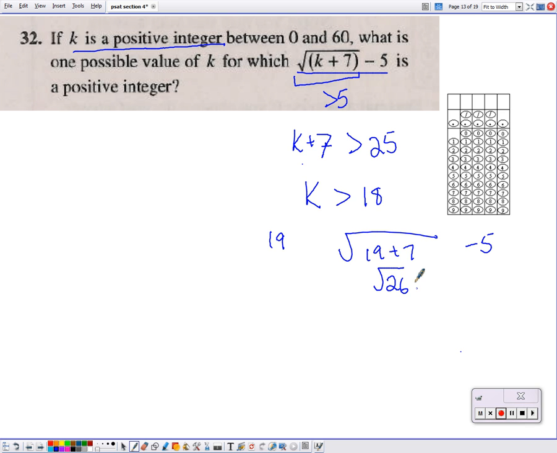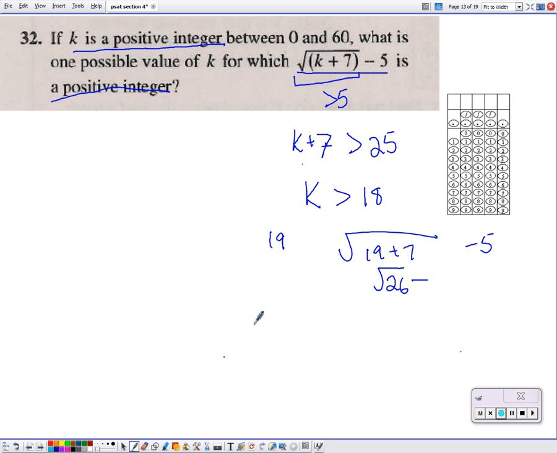And then the square root of 26, that's bigger than 5. So if I subtract 5 from that, I get it has to be a positive integer. Oh, that's not going to work. Good thing I reread the question. So 19 is not going to work. So let's think. It's got to be bigger than 19, and it has to be a positive integer. So let's think. This is going to be a guess and check. So we need this to be a perfect square.